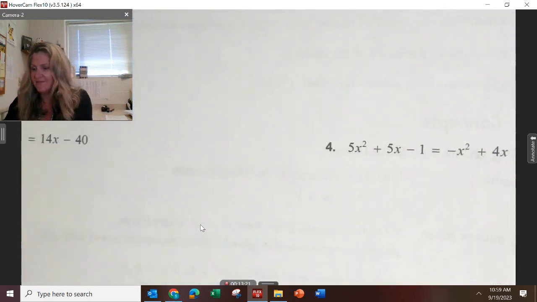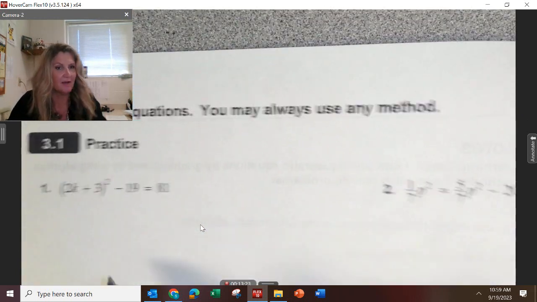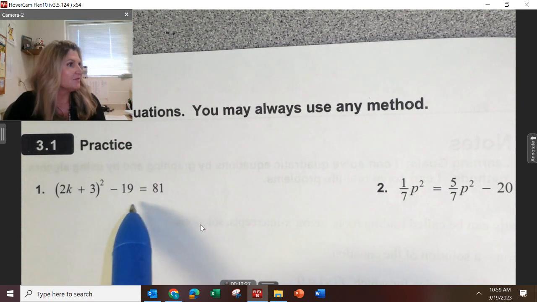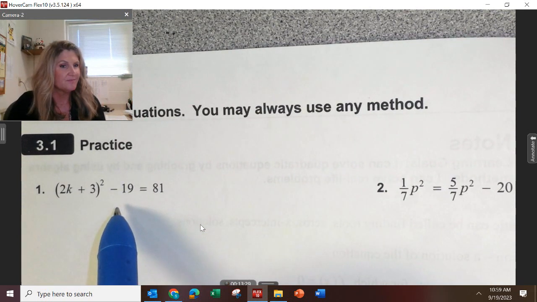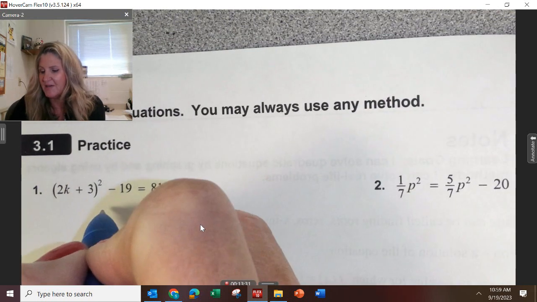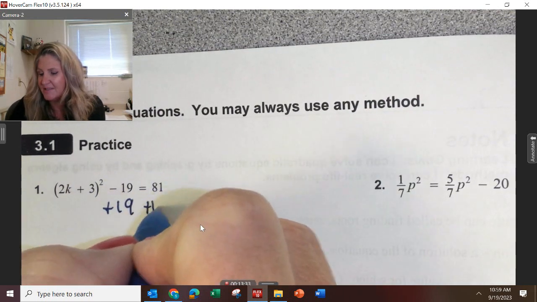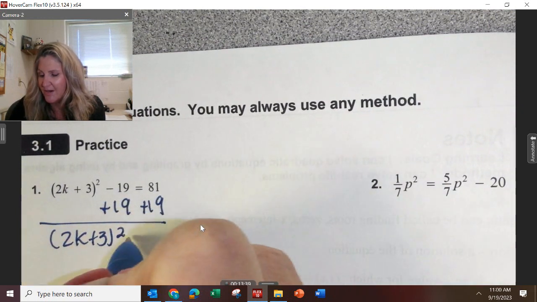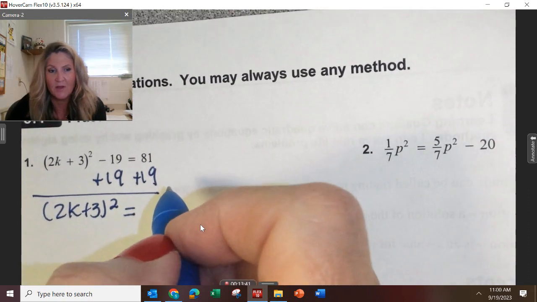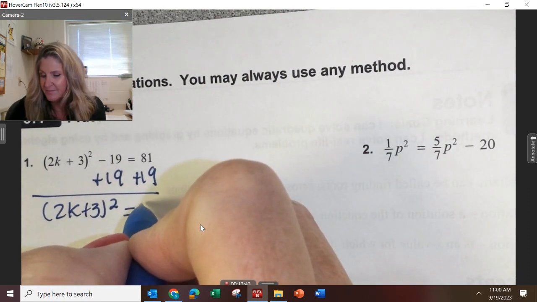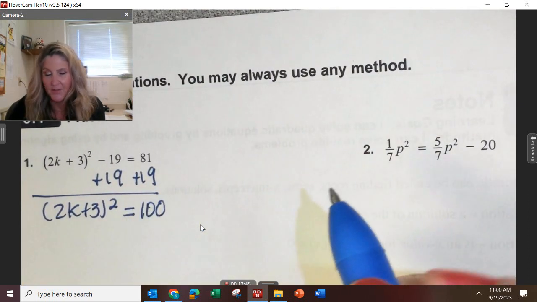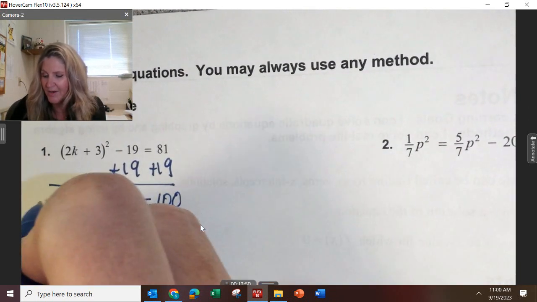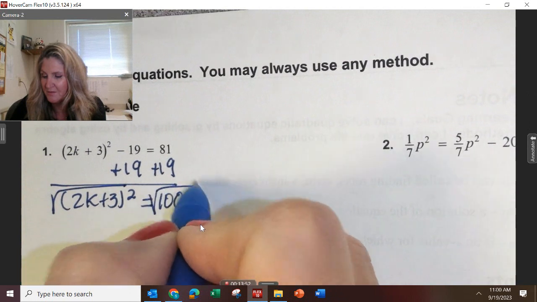All right, we have to think of the best way to solve these problems, the fastest way to solve. What am I going to do on this kind of problem? What do you think? Square roots. So first I'm going to have to add 19 to both sides. I get 2k plus 3 quantity squared equals, what's 81 plus 19? 100. Okay, go ahead and finish now. Once we have quantity squared, take the square root.